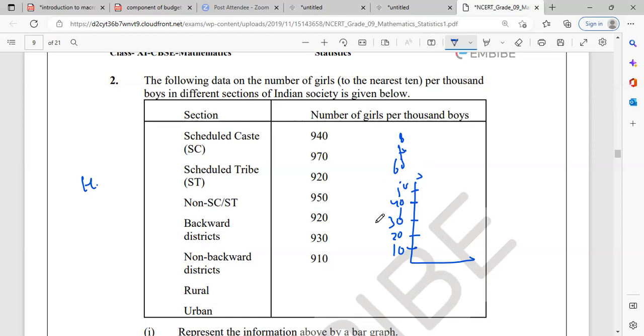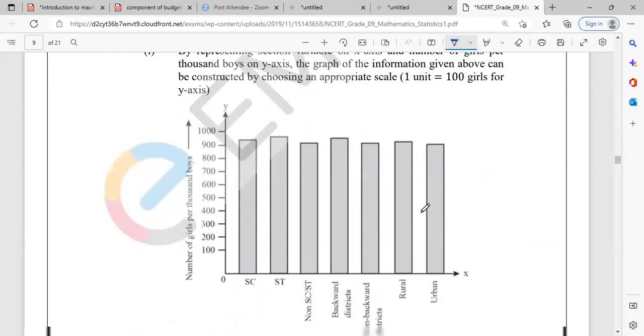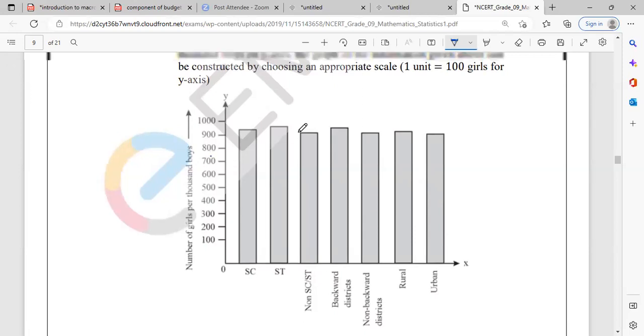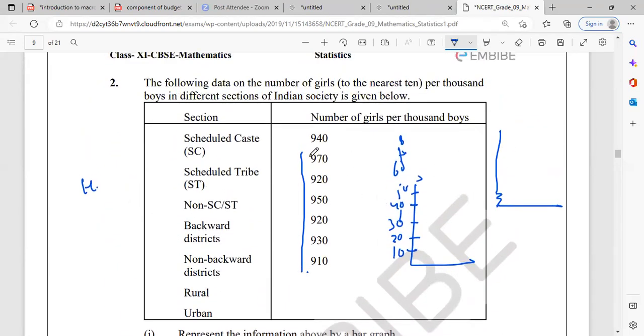Then 920. See, what you are going to do, over here, you have to start from 900 basically, right? So whenever you get a question like this, you are going to make a break line like this. You will break the line and then you will start. Over here, you can see they have just started from 100, 200, 300, 900. But what you can do, whenever you are getting a number like this, you will make a break line and then you will start from here: 900, 910, 920, 930 and so on.